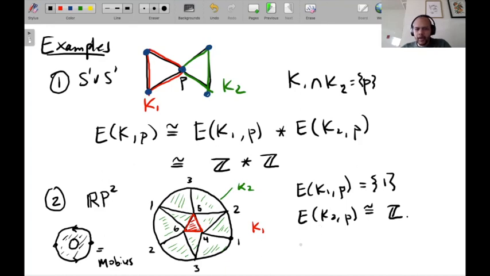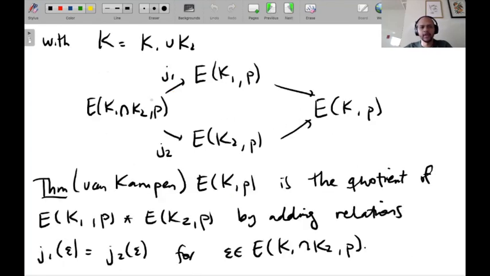Right, so now the edge group of the intersection, K2, this is also Z, since the intersection of K1 and K2 is just this outer boundary here. Right, so now to understand what the edge group of K is, we need to understand, according to Van Kampen, these homomorphisms, J1 and J2.